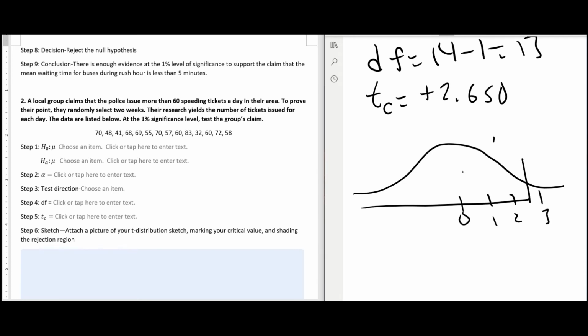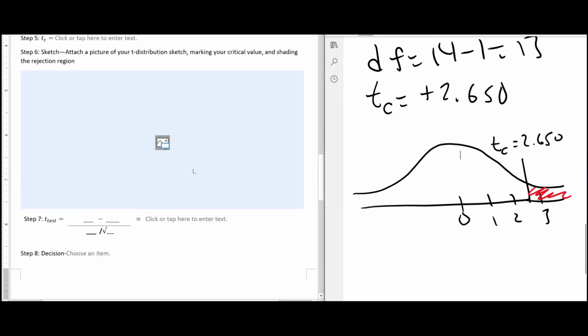And then we're going to draw our graph. 2.650 is around here. That's our T critical. We are dealing with a right tail test, so we're going to shade the right region. All right, so that's my sketch of the T distribution.